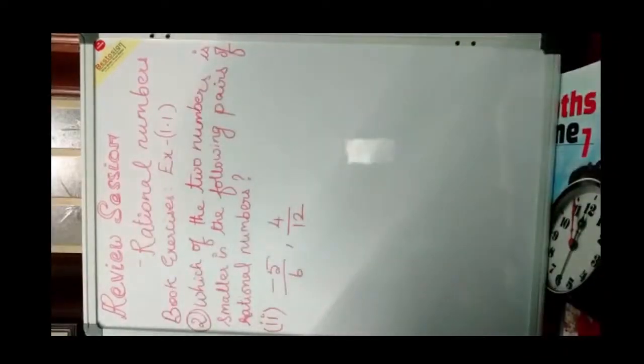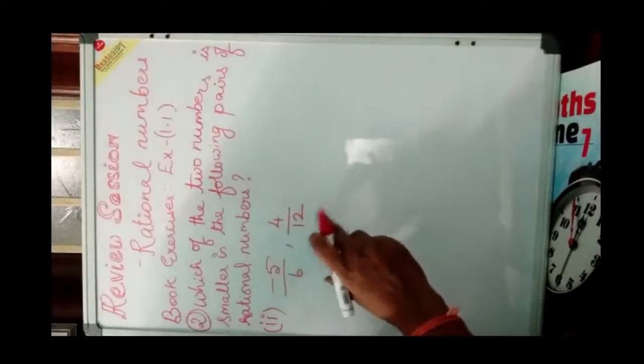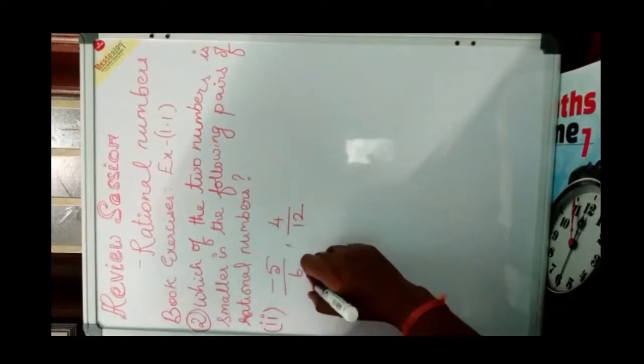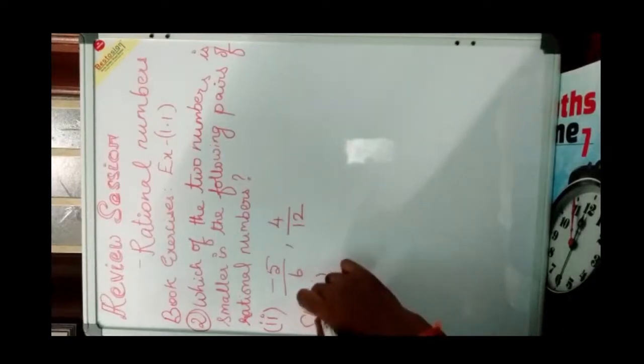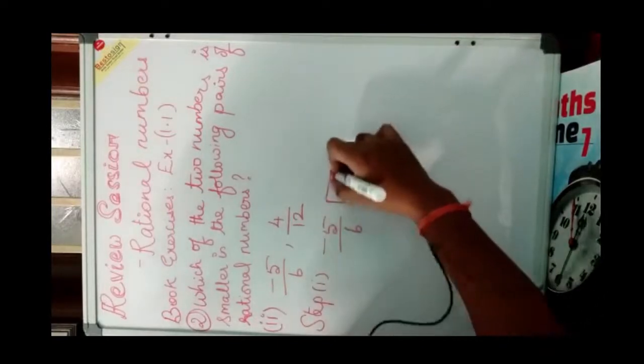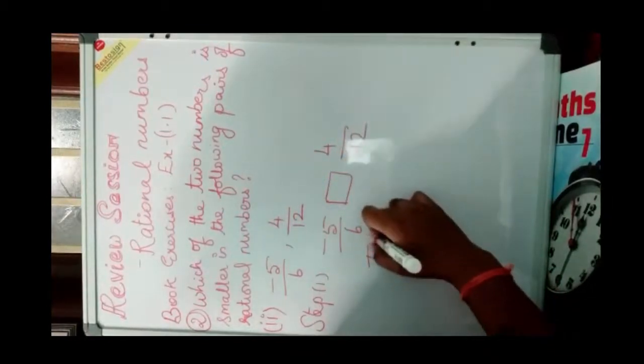The second sum is minus 5 by 6 and 4 by 12. So here they are already in the standard form, so no need to convert to standard form. So the first step here is we need to see the denominators. So here the denominators are not same, so we need to take LCM.